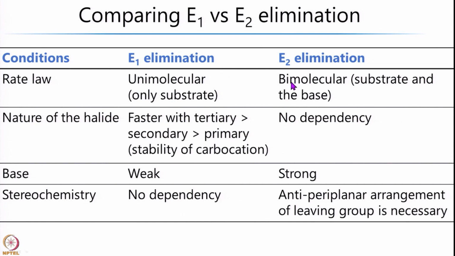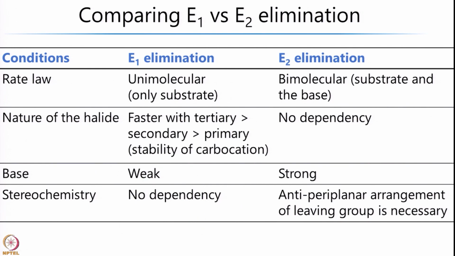And coming to the nature of the halide, what one observes is that the E1 is much more facile when the halide is tertiary or secondary, because the carbocation generated is far more stable, whereas no such dependency is observed in the case of the E2 elimination. And in case of E1, the base does not have a significant role, that is it will just abstract a proton after the rate determining step, and as a result the base is invariably a weak base, whereas in the case of an E2 elimination a strong base is used, and this strong base plucks the proton in the rate determining step.